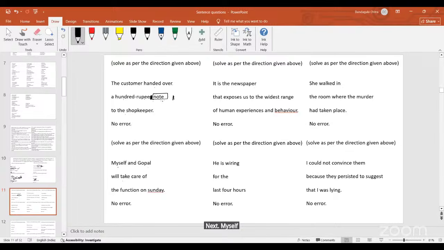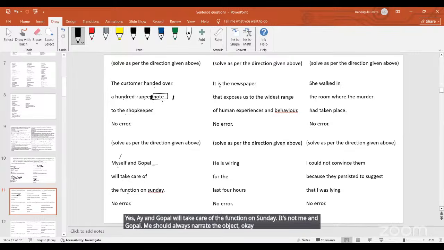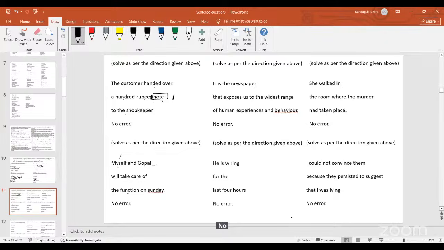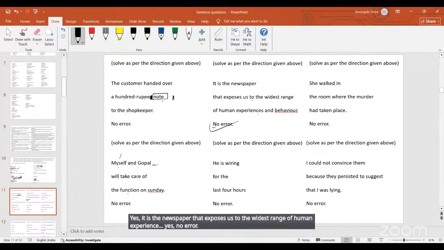Myself and Gopal will take care of the function on Sunday. Option A, sir. Okay, what is the error there? I and Gopal. Yes, I and Gopal will take care of the function on Sunday. It's not me and Gopal; me should always be at the object. Okay. Next. It is a newspaper that exposes us to the widest range of human experiences and behavior. No error, sir. Yes, no error.